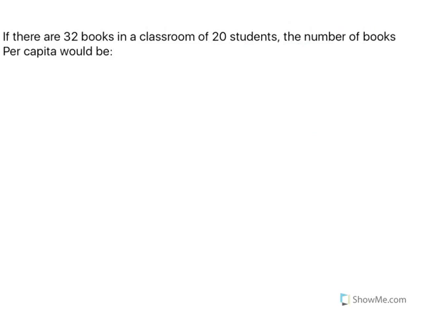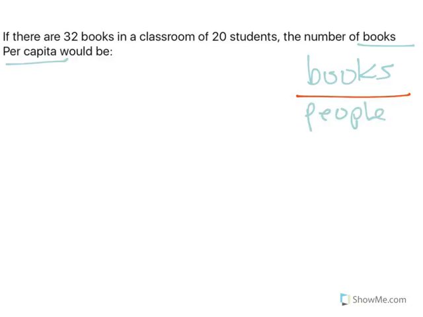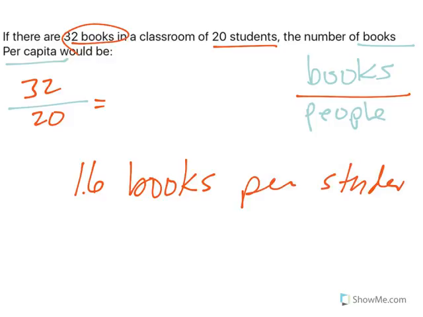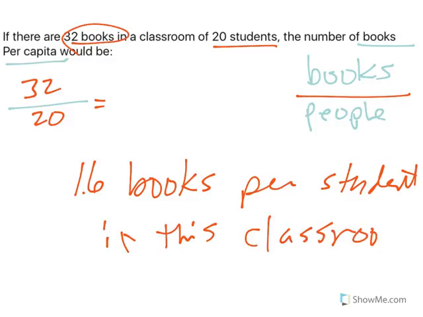All right, let's look at the next one. If there are 32 books in a classroom of 20 students, the number of books per capita. Books per capita. That means we're looking at books per capita means people. So how many books do we have? Well, 32. Okay. How many people do we have? Well, 20. So when I divide 32 divided by 20, I get 1.6. So there are 1.6 books per student in this classroom. That's not school-wide, that's not countrywide, that is in this classroom.